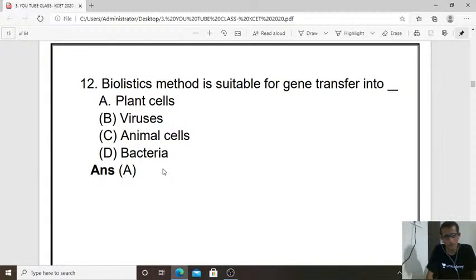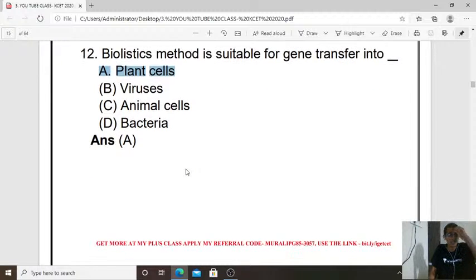Biolistic method, or biolistic gun, is suitable for gene transfer into what? There are different methodologies applied in the introduction of a gene into a particular cell: microinjection, biolistic gun, chemical treatment. The biolistic gun, or gene gun, is used in plant cells to introduce the required foreign DNA or genetic material of our interest into the plant cell. So the answer is A for the 12th one.